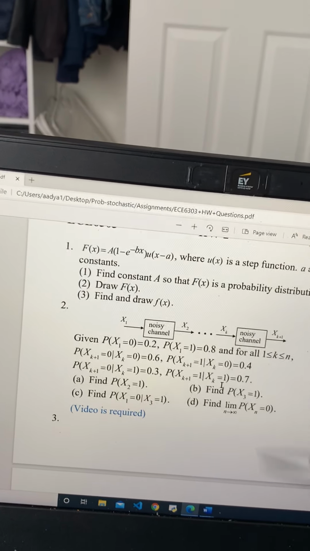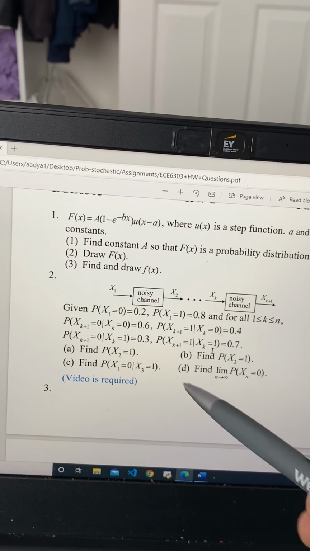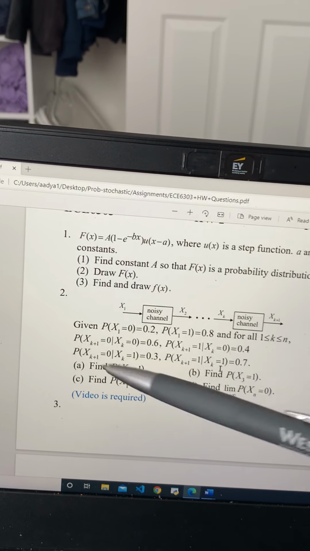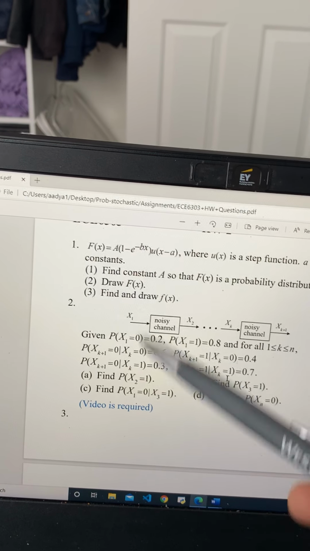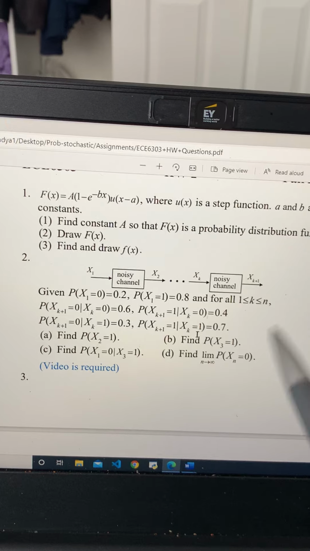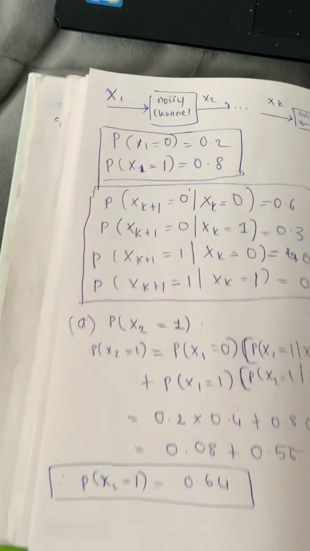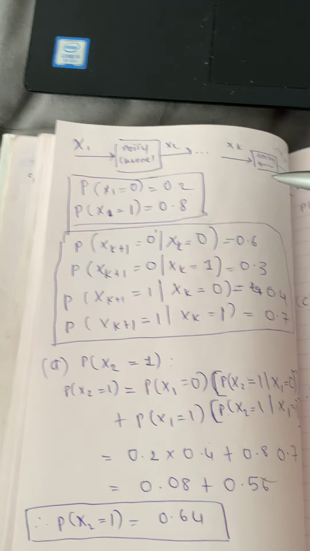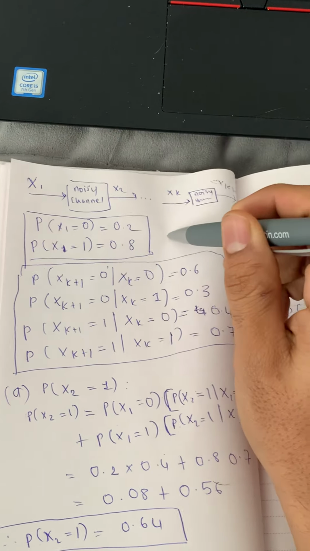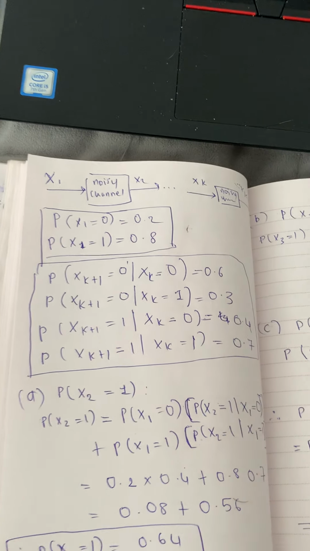So these probabilities are given and we have to find p of x2 equal to 1, probability of x3 equal to 1, probability of x1 equal to 0 with respect to x3 equal to 1, and limit n tends to infinity, probability of xn equal to 0. Okay, so let's start. Here I've written the given question and the given statements. This is given from the question and these four statements are given.